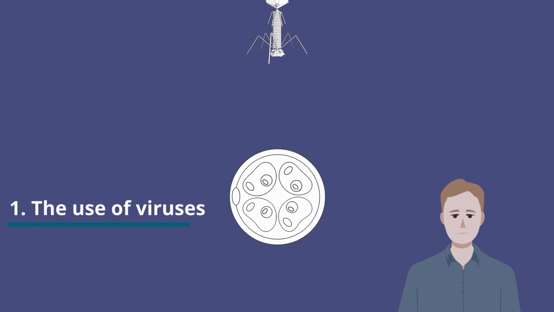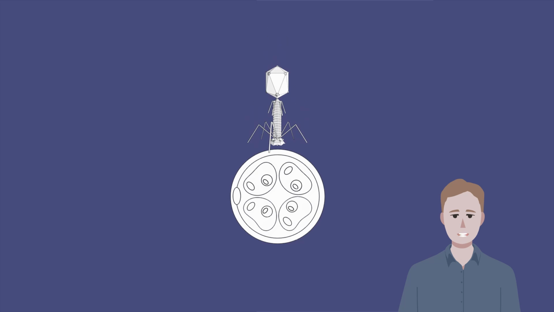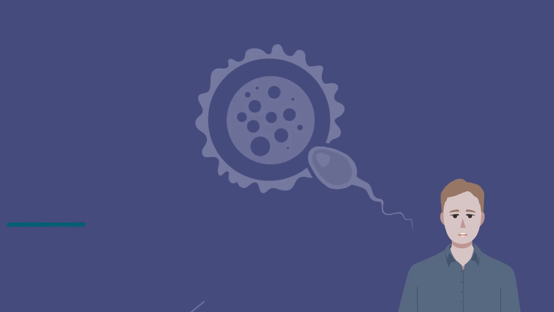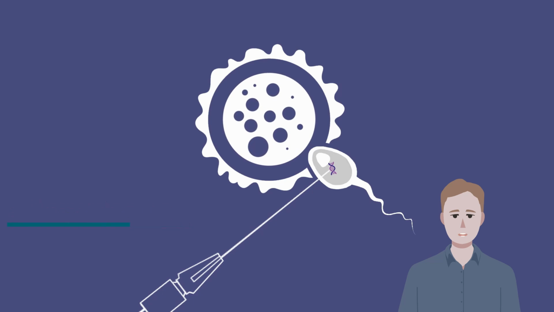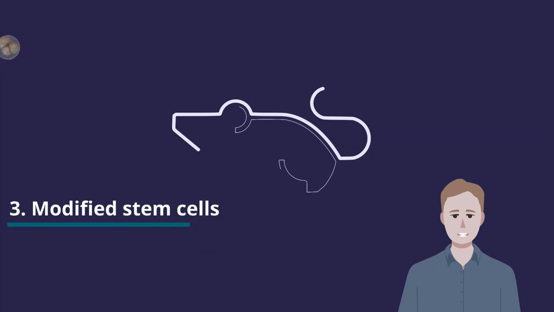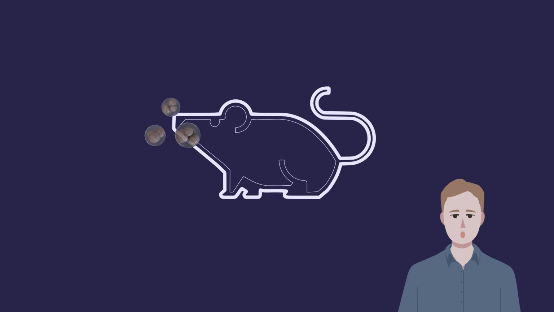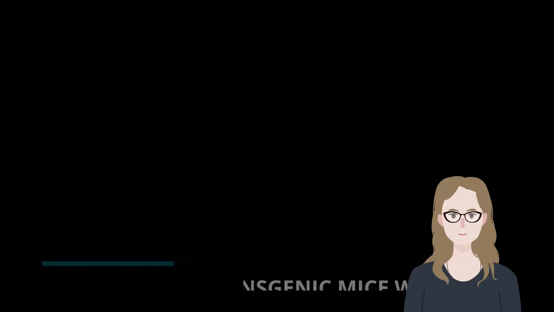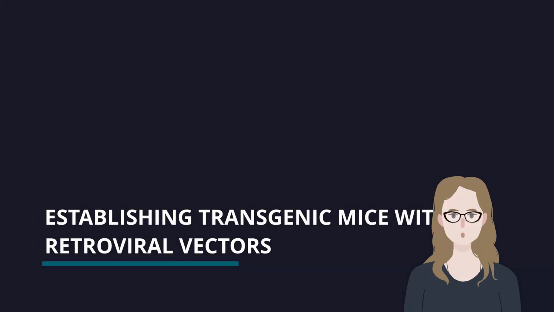1. The use of viruses capable of introducing foreign DNA. Infection of cells is carried out at the early stage of embryo development, after which it is transferred to a female mouse. 2. Microinjection into the nucleus of the male reproductive cell, the sperm, at the stage of fusion with the female reproductive cell, the ovum. 3. Introduction of modified stem cells, immature cells, at an early stage of embryonic development before implantation into the female mouse.